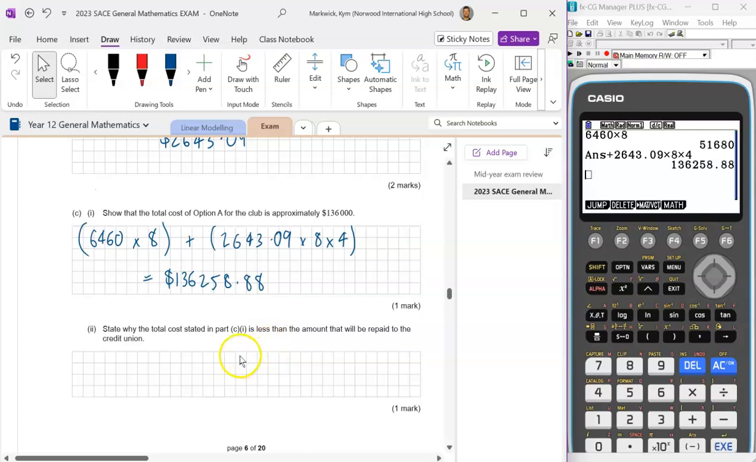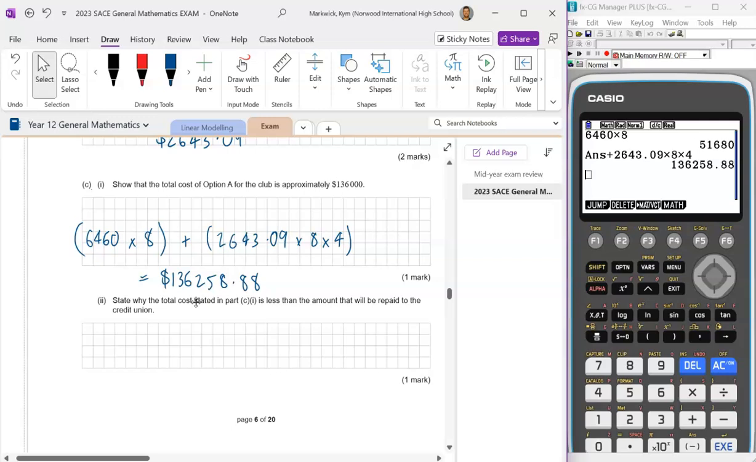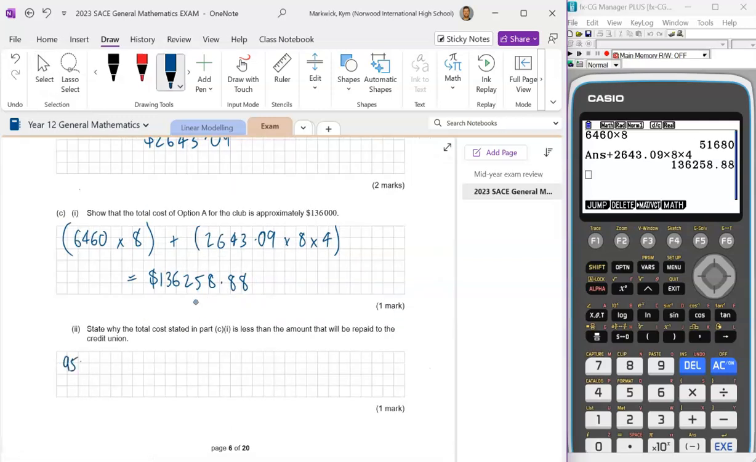The last part of this question says to state why the total cost stated in part CI, so this amount here, is less than the amount that will be repaid to the credit union. So the club only has to pay $136,258.88 to borrow that $95,000 from the credit union, but the credit union is actually going, so this is important to understand, the credit union is going to get $95,000 once there is $95,000 in that sinking fund, plus the 8 lots of simple interest of 6,460.